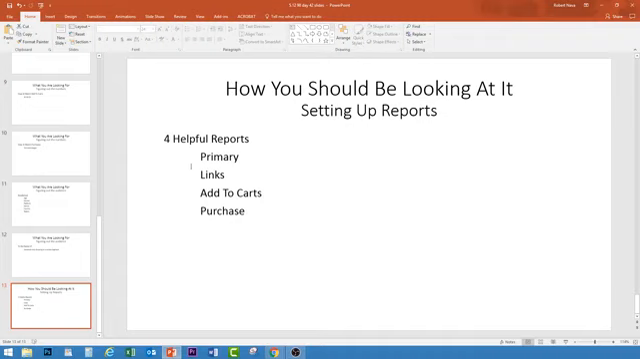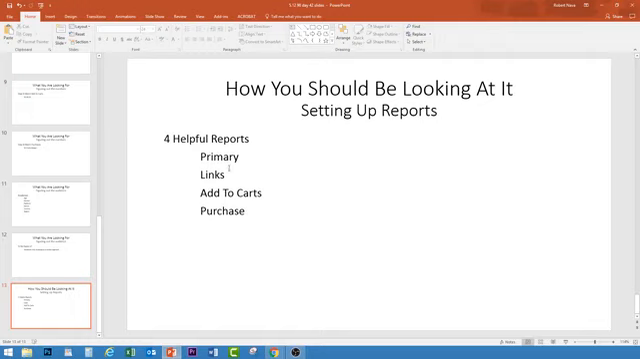Okay, so we're going to make some reports here, 4 different types of reports. And it's really easy. There's just clicking. You don't even have to do anything, maybe typing a few characters to set these reports up. There are 4 different reports that I set up based on the information that I want to see. I have my primary report, which includes my link information, my add to cart information, my purchase information, and a little bit more. That's my primary, the one I'm looking at all of the time.